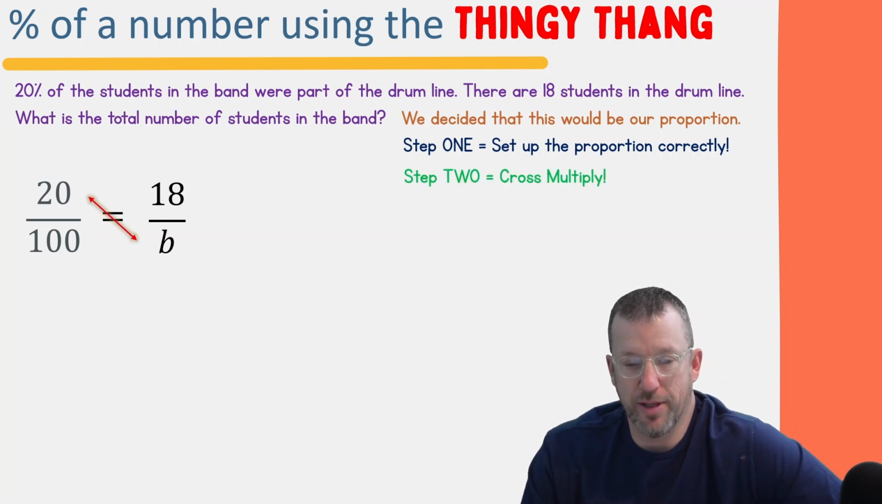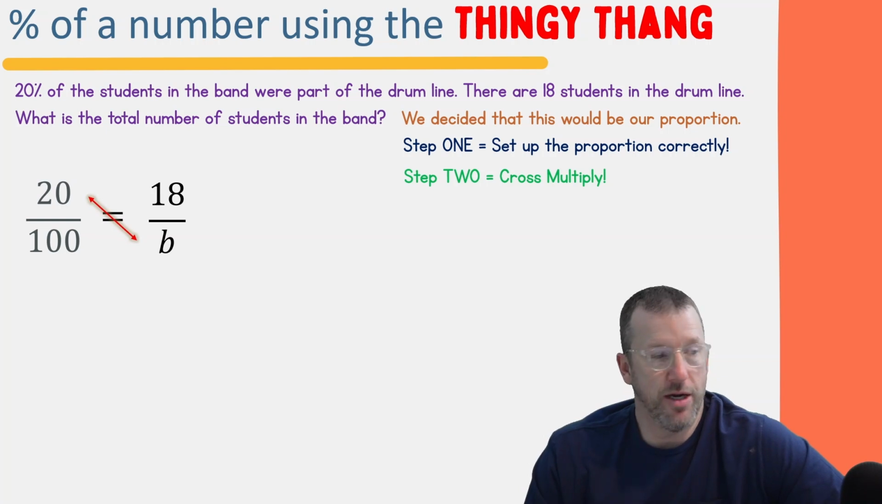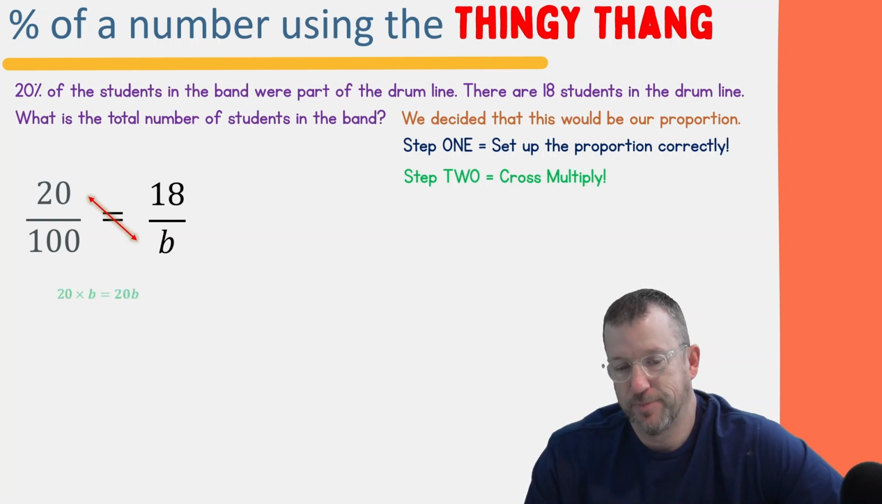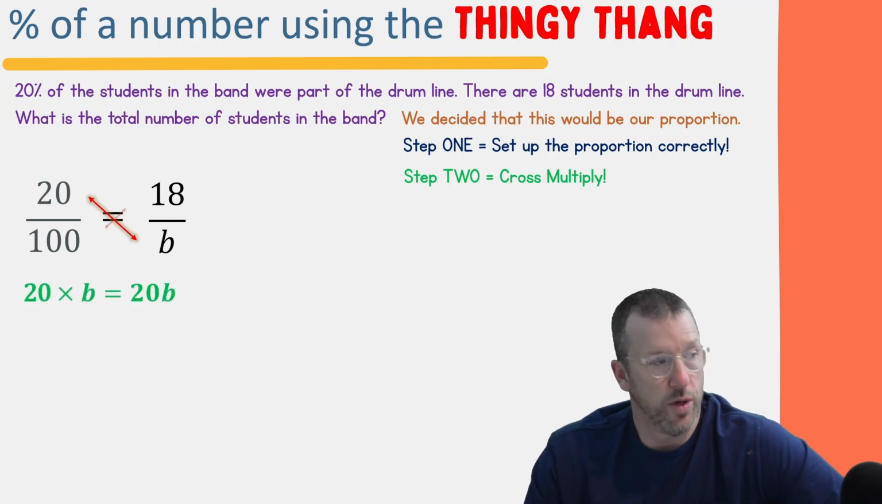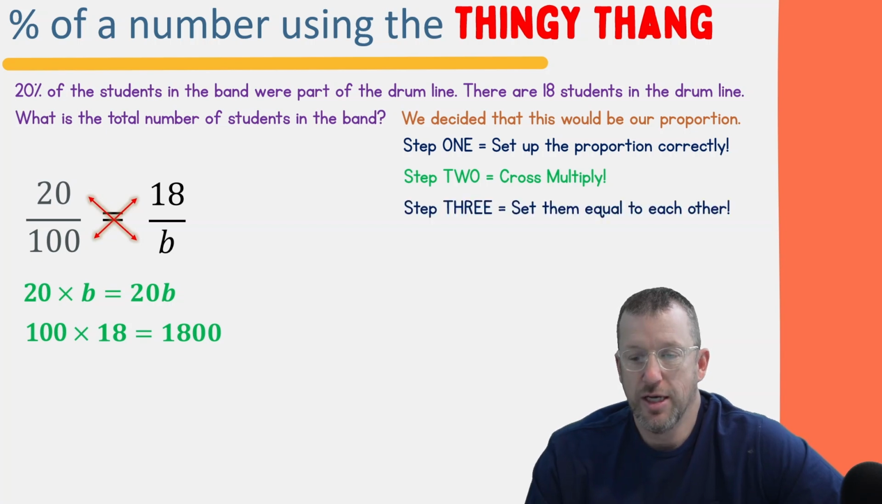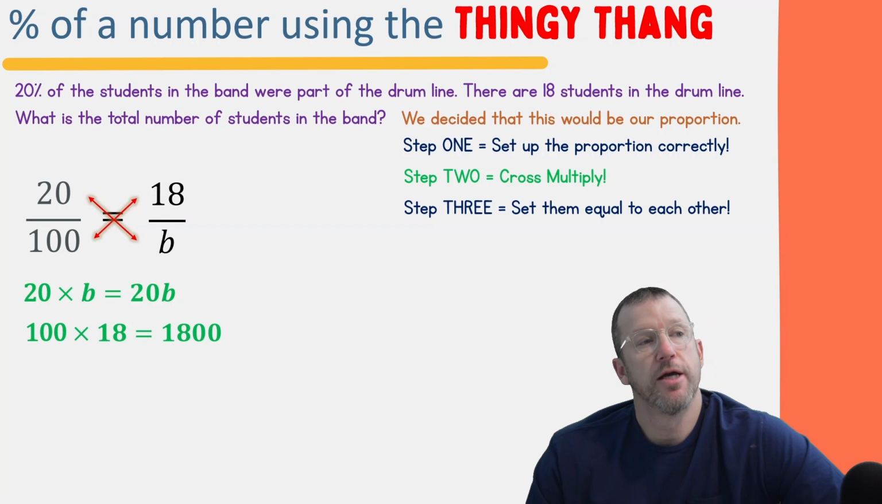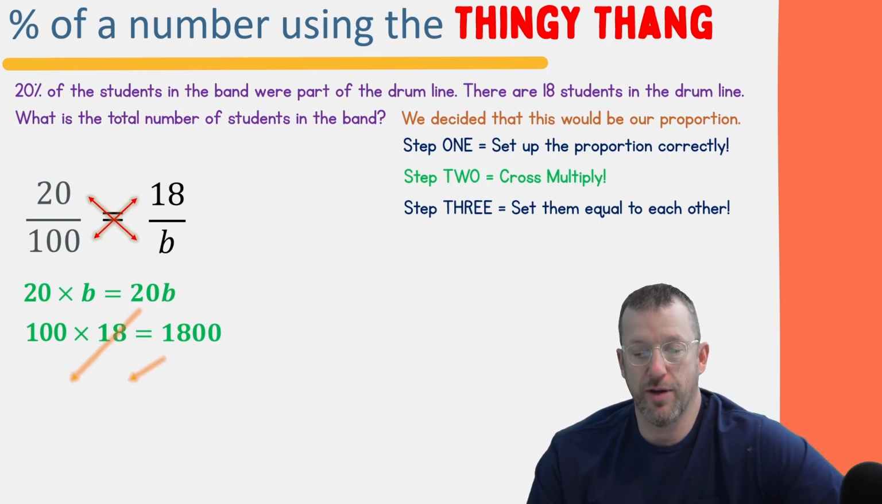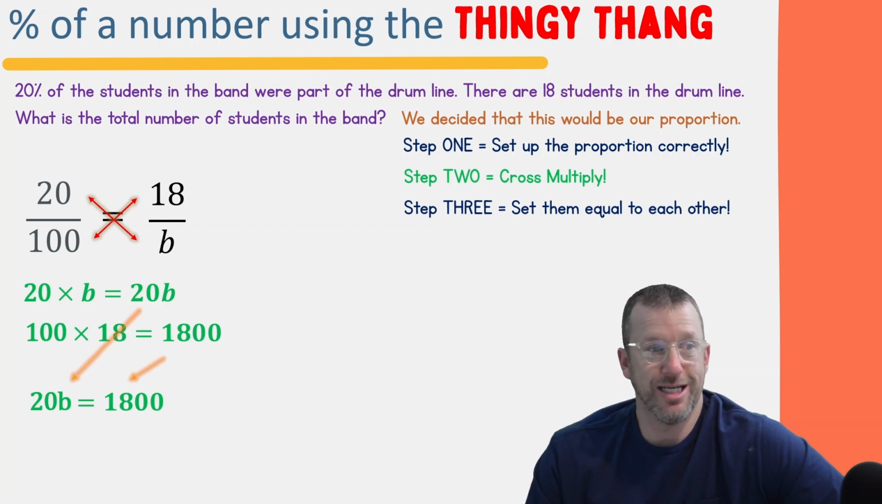We cross multiply. We take the top of one and multiply it by the bottom of the other. 20 times B equals 20B. And then we do the other one. 18 times 100 equals 1800. So we've done step 2. Step 3 tells us to set them equal to each other. So whatever your 2 answers were, just go ahead and set them equal to each other. So we have 20B and we have 1800.